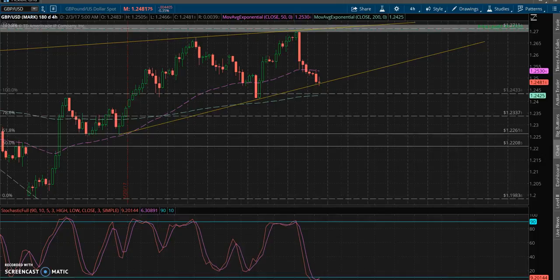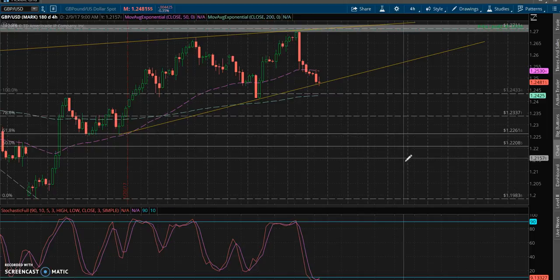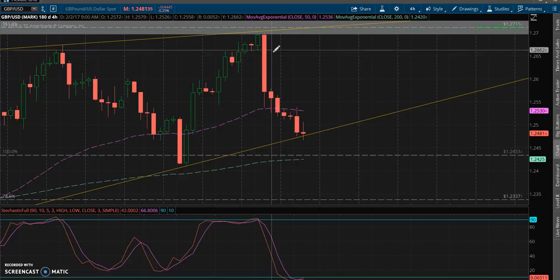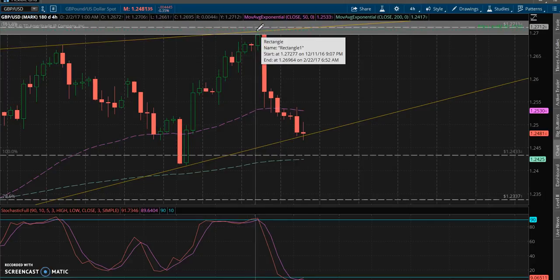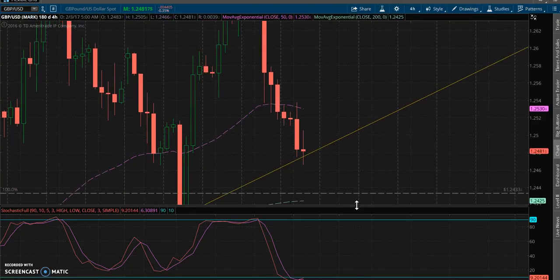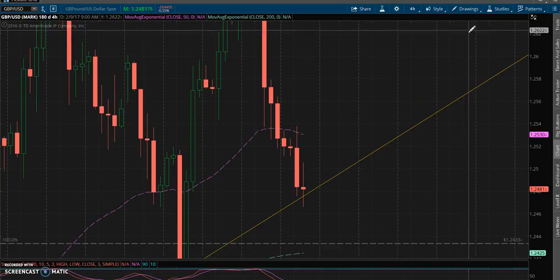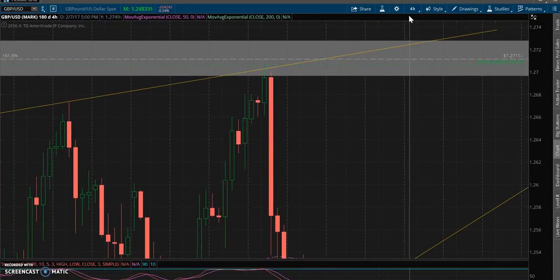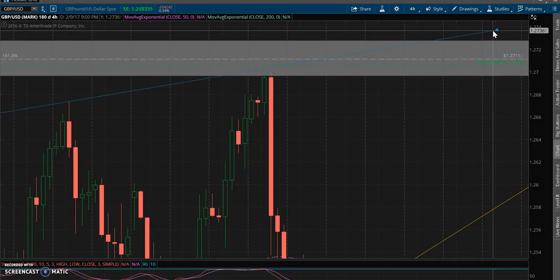Again, I could have taken it much longer than I did. I ended up getting out right around here, I think. And I could have taken it a little further down. I didn't want to do that. I didn't want to hold. But one thing I did want to highlight is if you're uncomfortable with this first test of this spike right here, I'll expand my chart a little bit so it's easier to see. If you're uncomfortable with that first test, well, this is a great use of price action.